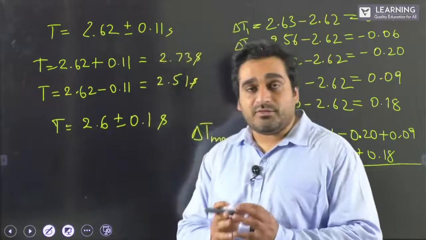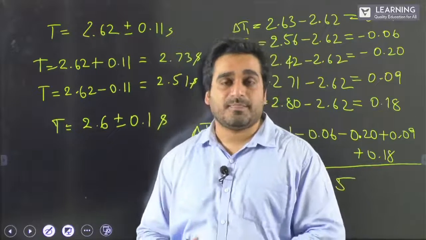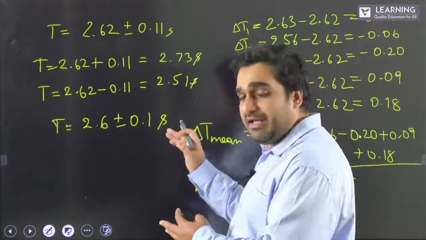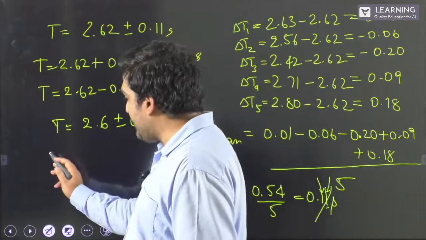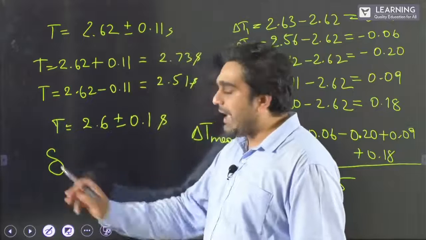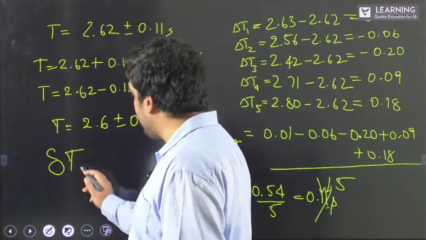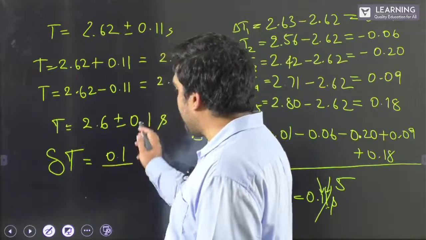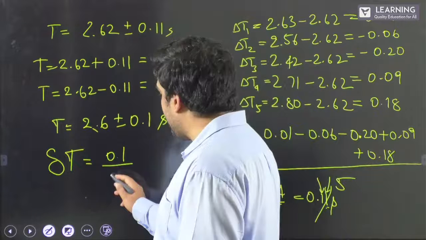Next, now that we have found the absolute error, we have to find the relative error. How do you find the relative error? Take the absolute error divided by its true value. Relative error is usually given by the symbol capital delta. So delta T, which is 0.1, the absolute error, divided by 2.6.